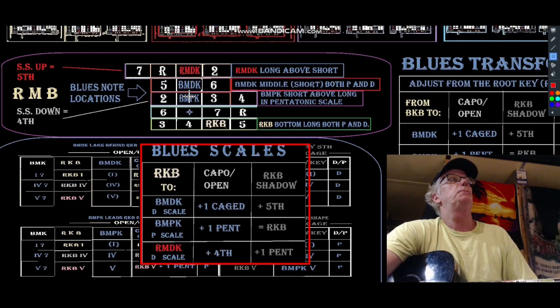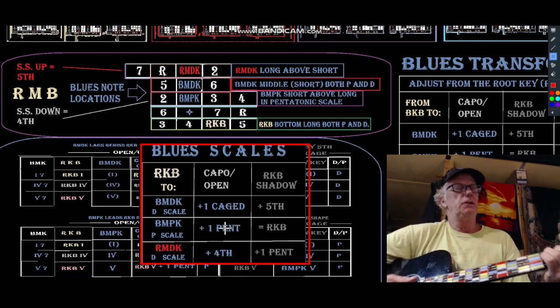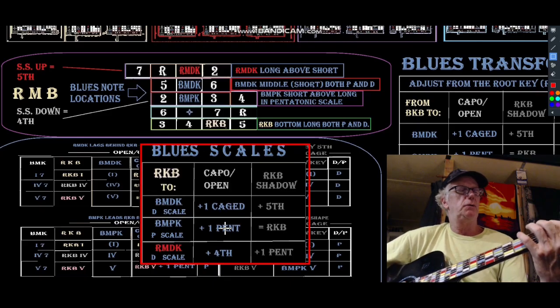Let's look at the Blues Master Pent key. It's 2, 3, 4, okay? So we're going to go ahead 1 pent. C goes to D on a pent, so we're going to go like this.